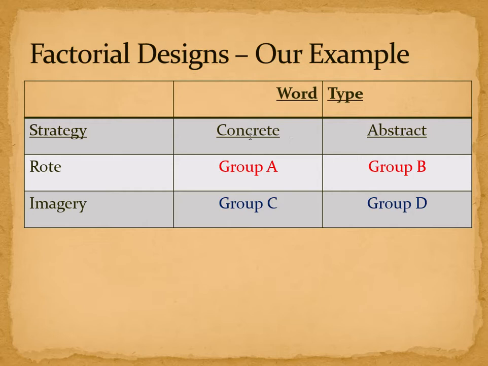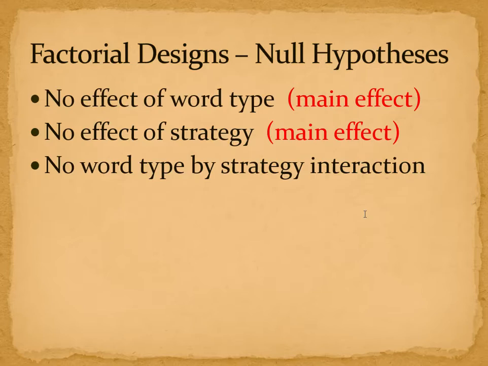We're going to break these down to people who use concrete and rote, abstract and rote, imagery and concrete, and imagery and abstract. And so those two independent variables are now called factors.